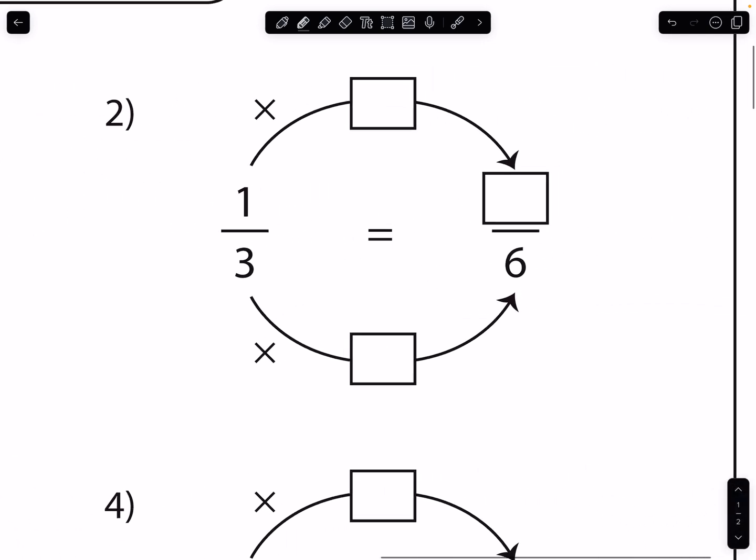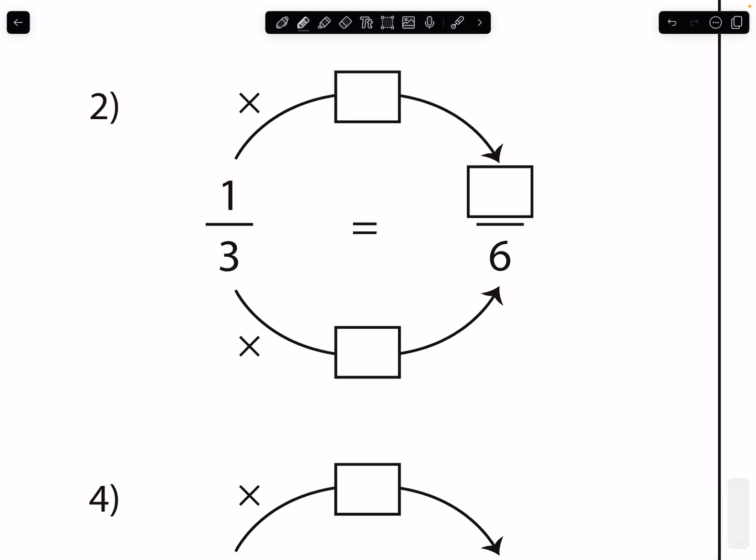Let's try number 2. Remember, our goal is to be able to do this by ourselves, but right now we're going to do a couple with practice. So 3 times what gives me 6? Well, 3 times 2 gives me 6. What I do to the top, I do to the bottom. 1 times 2 is 2.